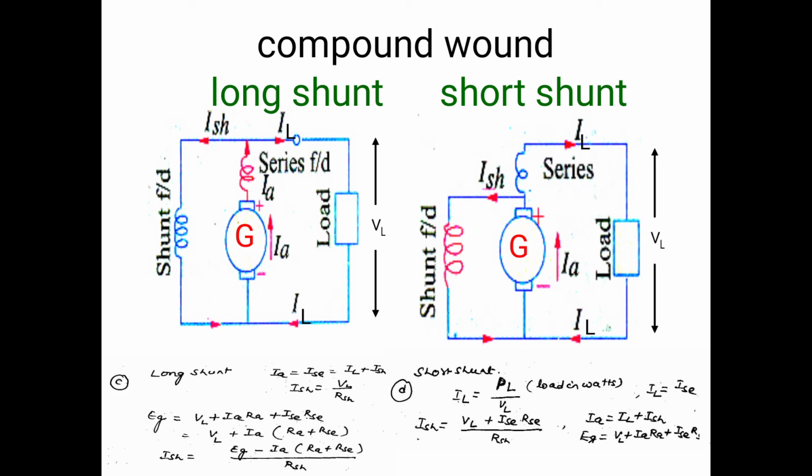minus ISC into RSC. The voltage drops are subtracted from the generated voltage. So it equals the load voltage, or EG supplies the load voltage plus the series field winding voltage plus the armature resistance voltage drop plus the brush contact drop. So EG equals VL plus IA into RA plus ISC into RSC plus BCD. In this case IA equals ISC, so you can write the equation VL plus IA into (RA plus RSC).